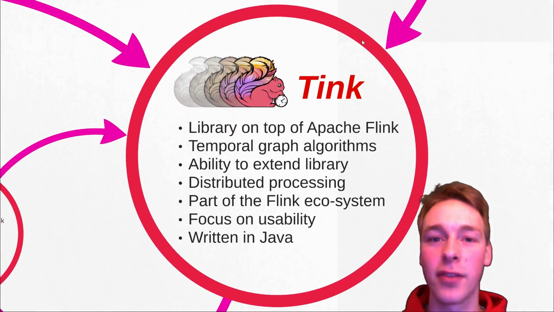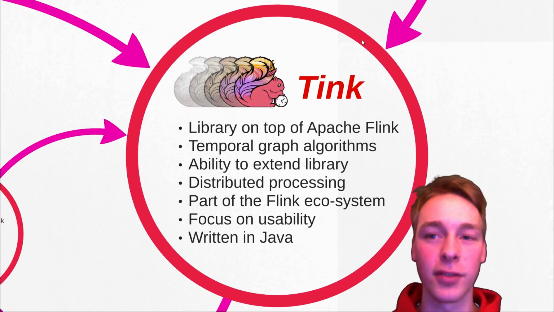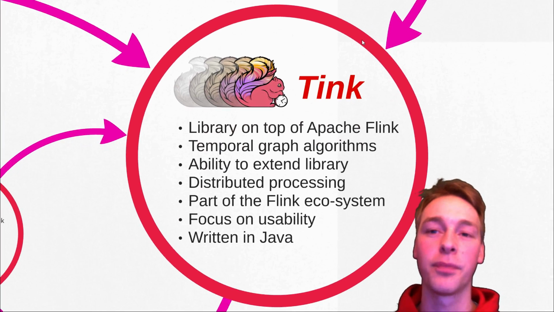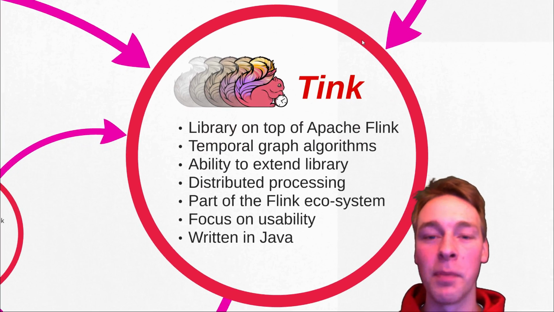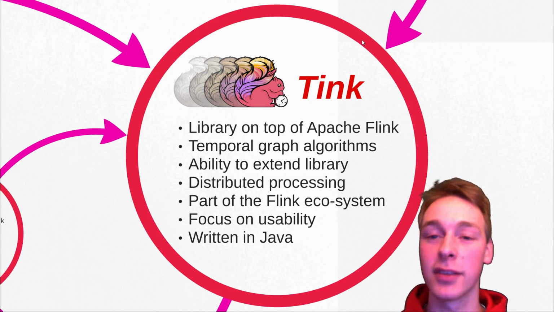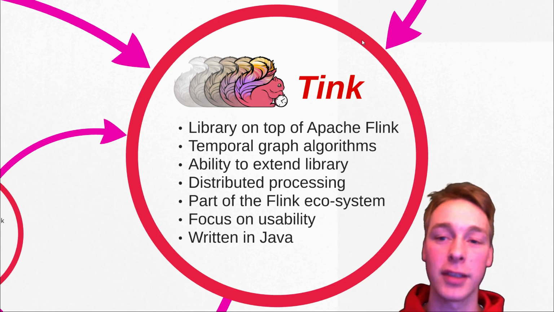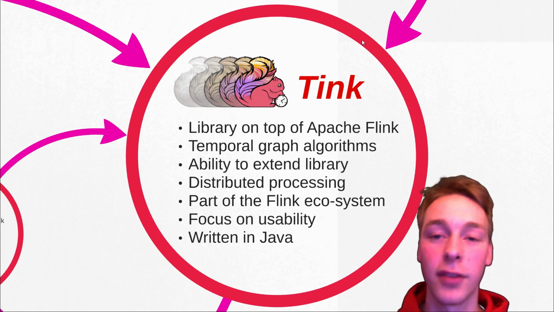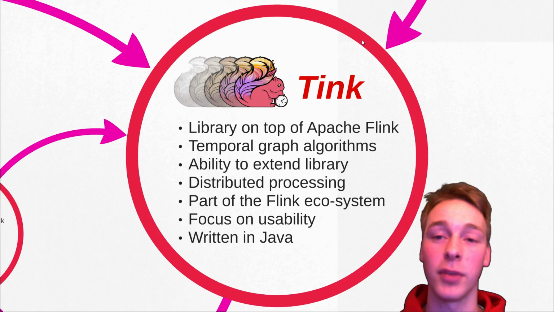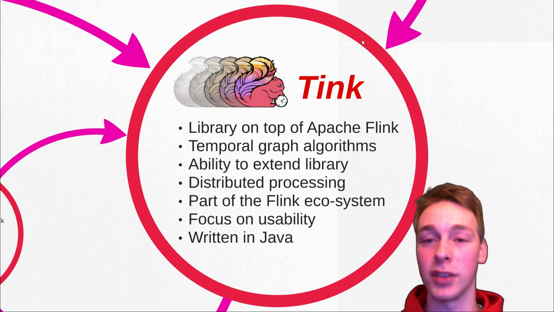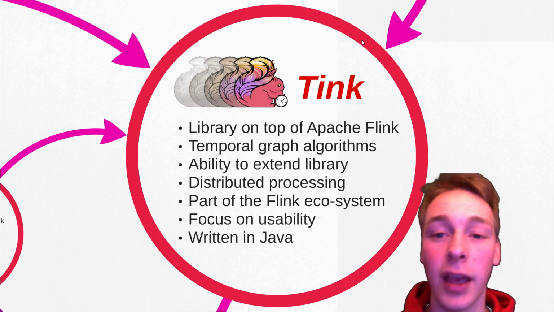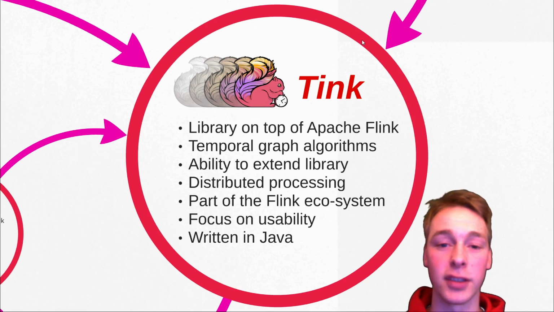All right, Tink. Tink is a library on top of Apache Flink. It's the tool that I made. Tink is made to analyze temporal graphs, and it also has the ability to extend the library so you can write your own algorithms on top of it to analyze graphs. Tink allows for distributed processing. That means that it can be used on different machines and also on different cores to speed up the processing. And Tink is part of the Flink ecosystem.